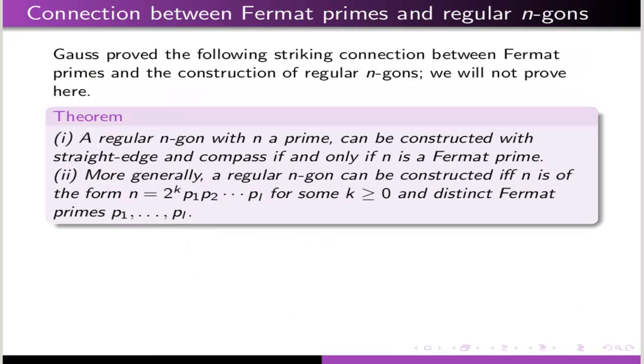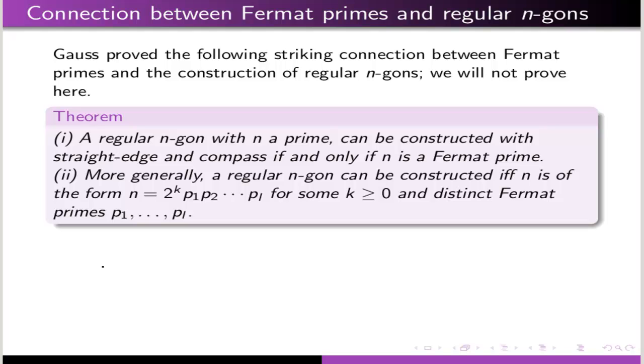There's a connection between Fermat primes and regular n-gons that Gauss observed. We're not going to prove this. This is something you would do when you study Galois theory. So he proved the following theorem. Suppose I want to construct a regular n-gon where n is a prime number. Then you can construct it with a straight edge and compass if and only if n is a Fermat prime.